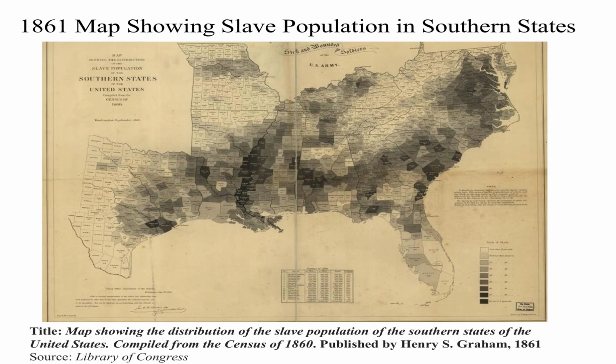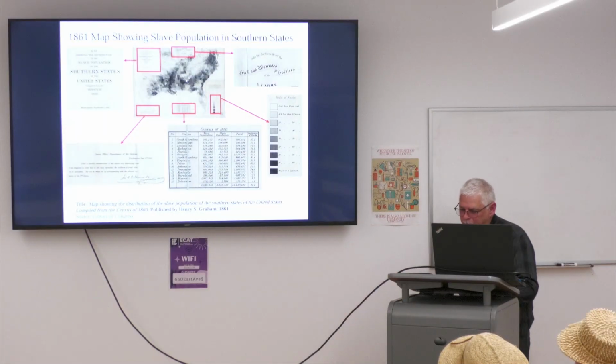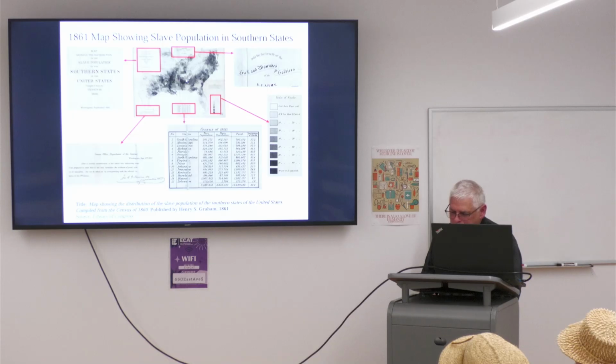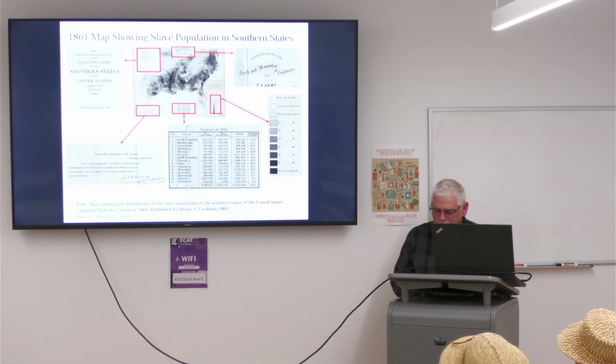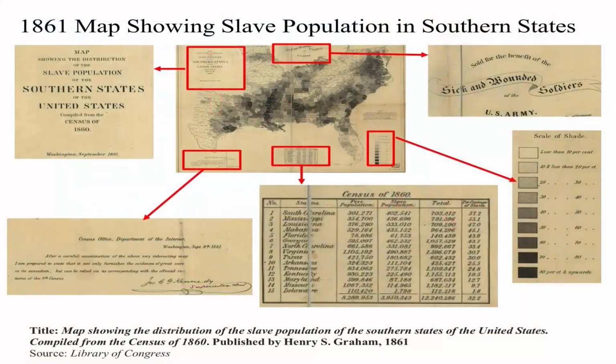So this is a large map. The dimensions are 34 by 27.5 inches. And let's look at some of the components of this map like we did the other one. It contains much the same information as the Virginia map, but there's one thing that is a bit different.